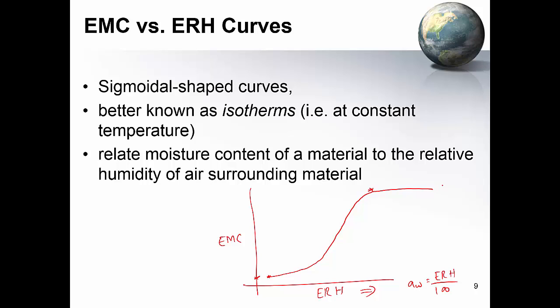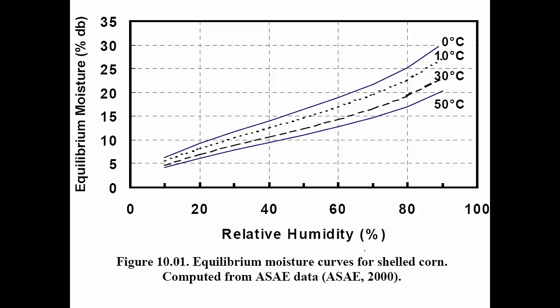So we call this an isotherm because this is at a given temperature. If the temperature changes, your relationship might change. That's why this is commonly known as isotherms. So here are examples of isotherms. This is shelled corn. At 0 degrees Celsius, it looks like this. As the temperature increases, the curve shifts down.